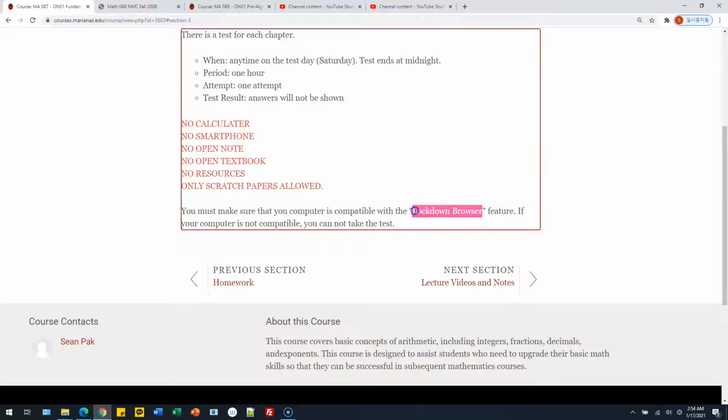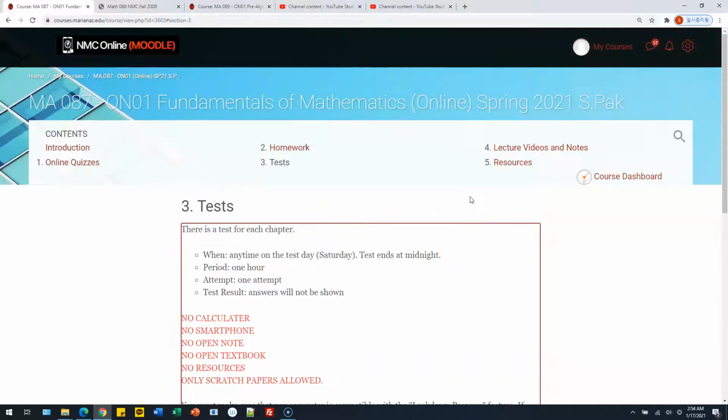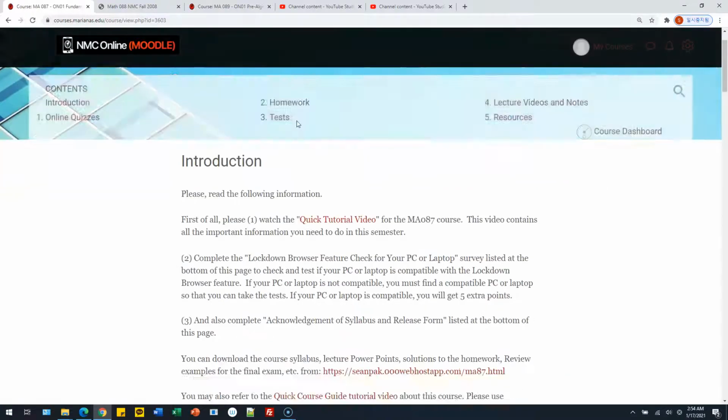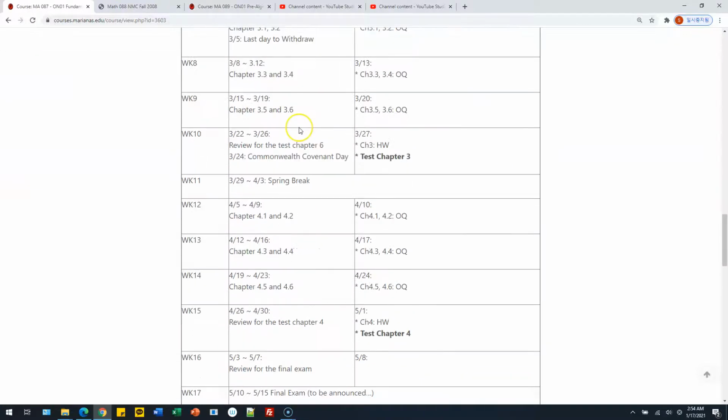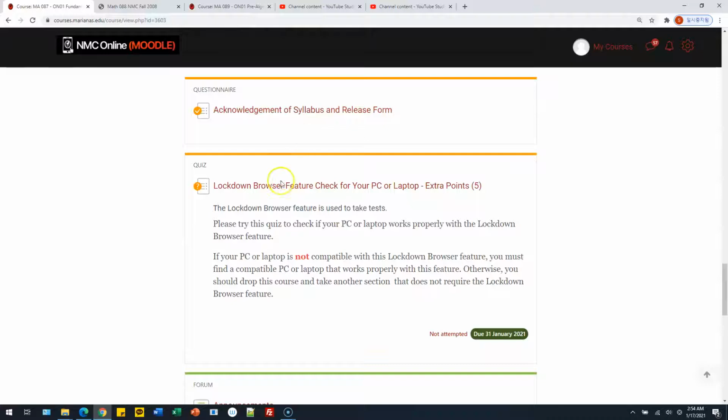Okay, Lockdown browser. Okay, so Lockdown browser is this one. You can go to the introduction page, then scroll all the way down. Then here is the Lockdown browser feature check for your PC. So always click this and then make sure.